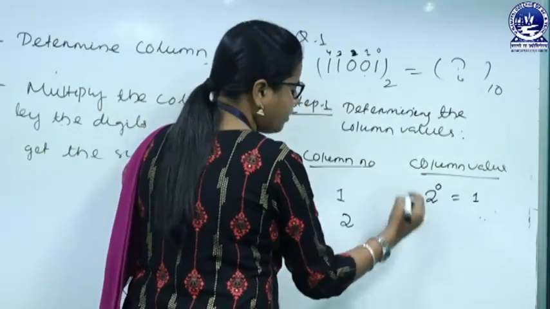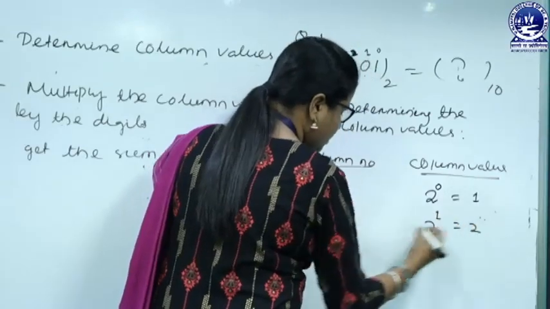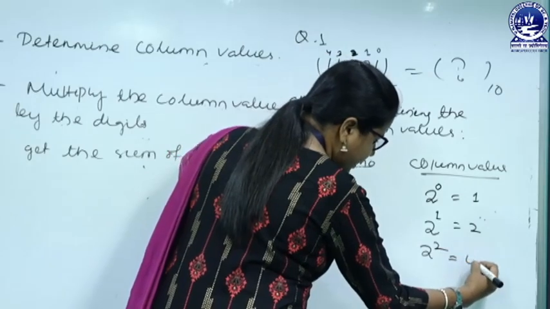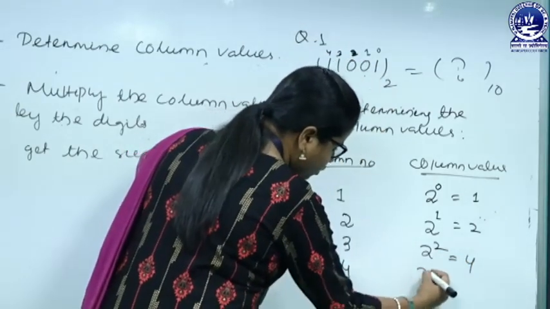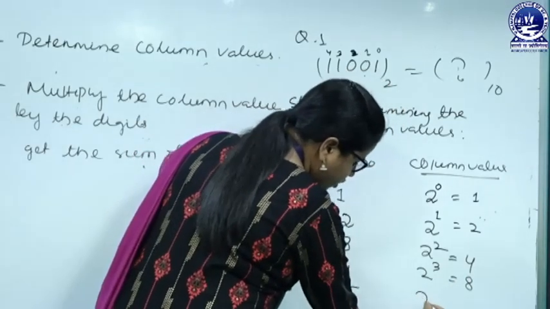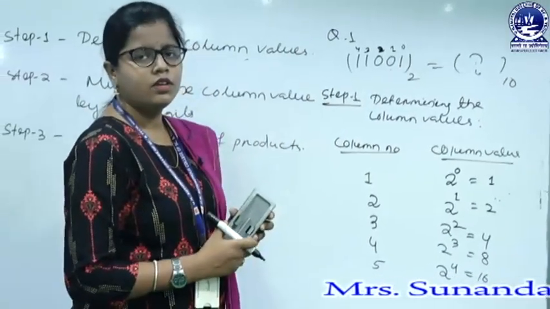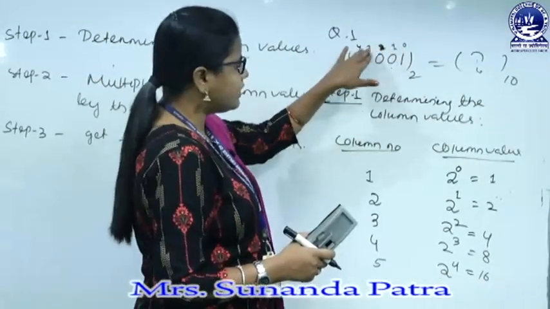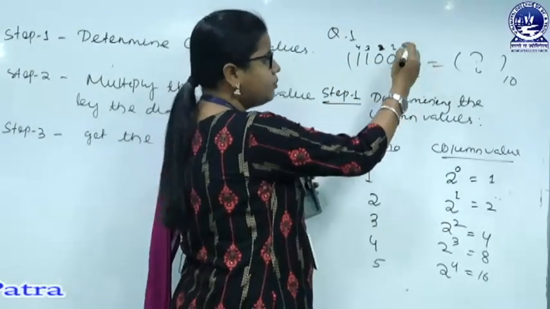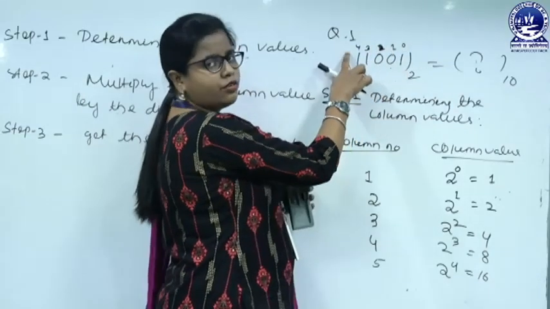Next, for the second column, what will be the column value? Base to the power weightage is 2 to the power 1, which is 2. Then for column 3, 2 to the power 2, that is 4. For column 4, 2 to the power 3, that is 8. And for column 5, 2 to the power 4, that is 16. I repeat, these are the weightages of each column. You start from the right column. The weightage is 0, then 1, then 2, then 3, then 4.